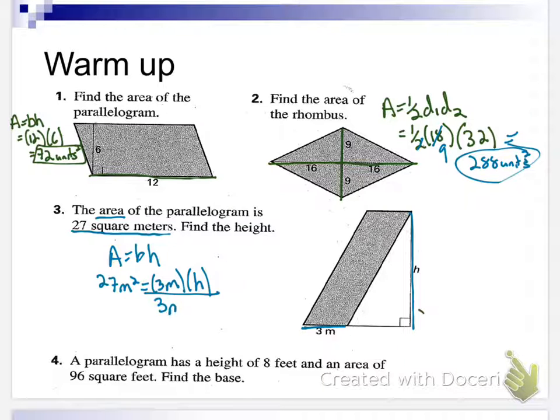We're going to divide each side by 3 meters. How many meters do we have in the numerator? Well, we have 2 meters, so m squared. We're going to cancel our m's. So you have 1 m left in the numerator. 3 goes into 27 9 times. So you have 9 meters left.